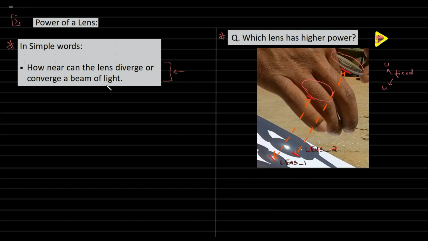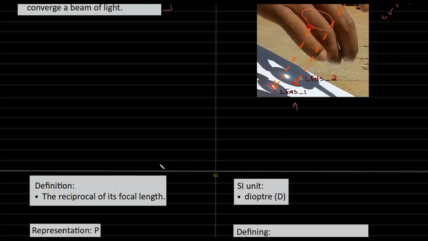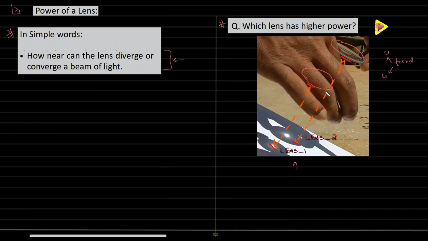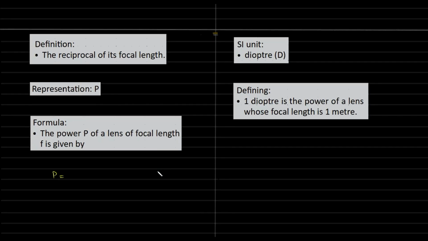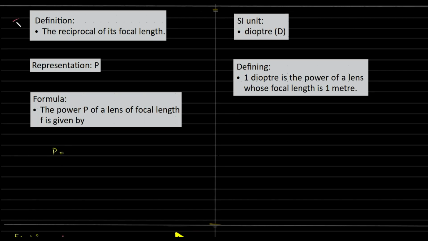As per this understanding, which has more power? Lens 1. So lens 1 has more power. And by the way, what kind of lenses are these, concave or convex? Yes, both are convex. Now, as a definition, it's quite simple. It is the reciprocal of its focal length. That's it. I'm not joking. That's the definition.